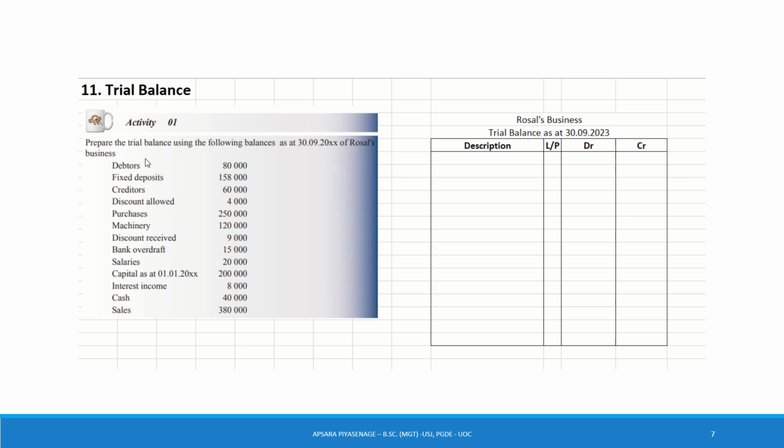Activity number 1. Prepare the trial balance using the following balances as at 30th September of Rosa's business. So I have drafted the trial balance, description, ledger page, debit column and the credit column. And here first we have to write the name of the business and trial balance as at 30th September 2023.